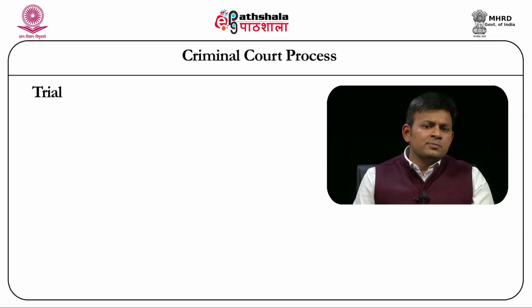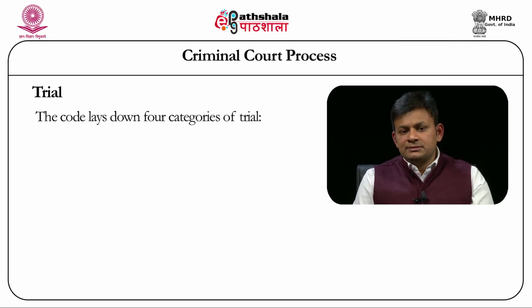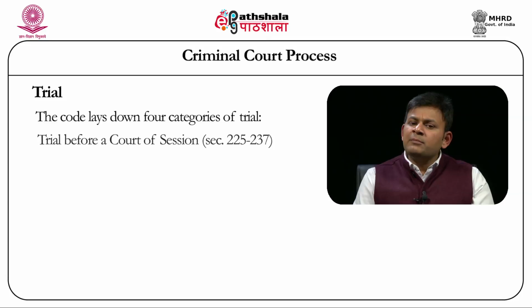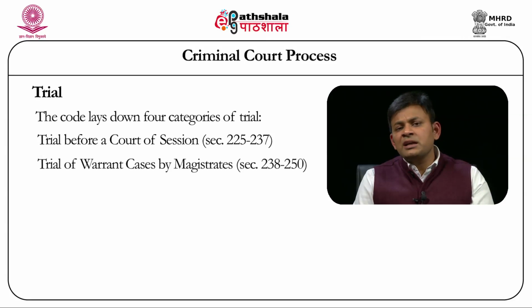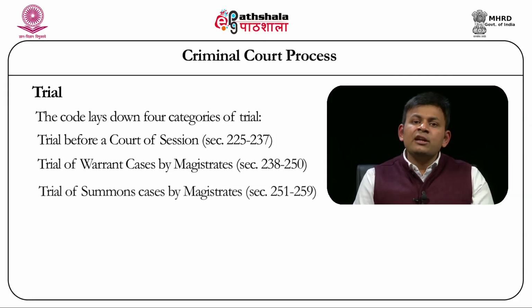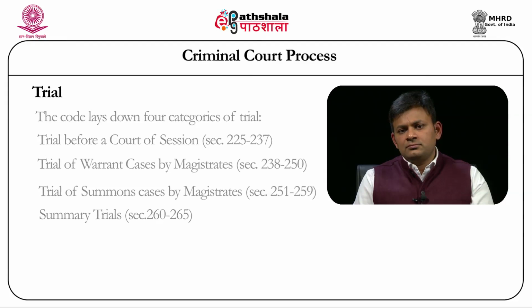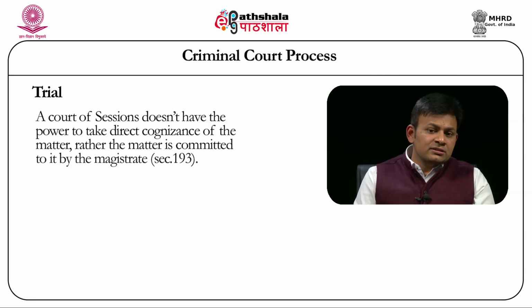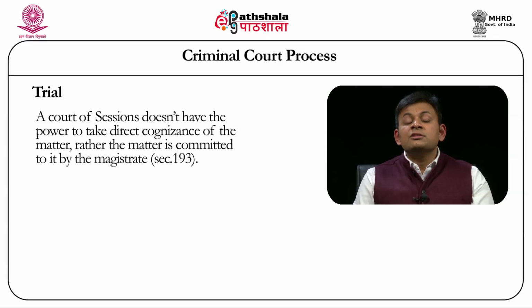The Code of Criminal Procedure categorizes trial into 4 categories. A. Trial before a court of session. B. Trial of warrant cases by magistrates. C. Trial of summons cases by magistrates, and summary trials. A court of session does not have the power to take direct cognizance of the matter. Rather, the matter is to be committed to it by a magistrate.